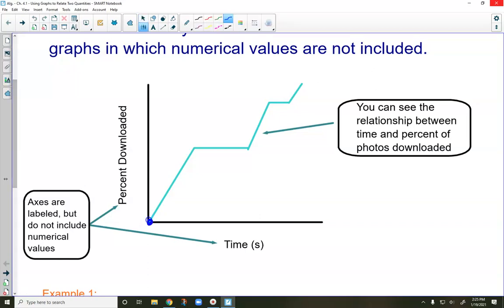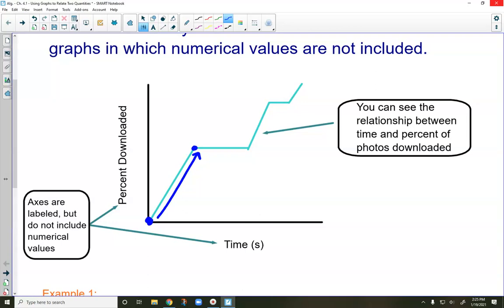At this point right here, no time has started yet, and no photos have been downloaded. From here to here, as we see, the line is straight. It's going up from left to right, which means it's increasing. So the percent of downloads are increasing. They're increasing at a constant rate because it's a straight line. And because it's pretty steep right here, the percent of downloads are growing rapidly.